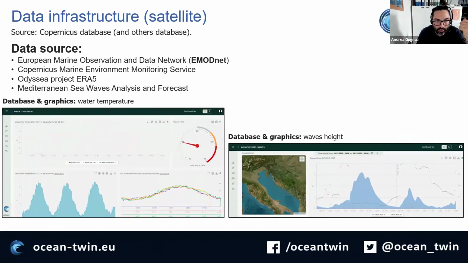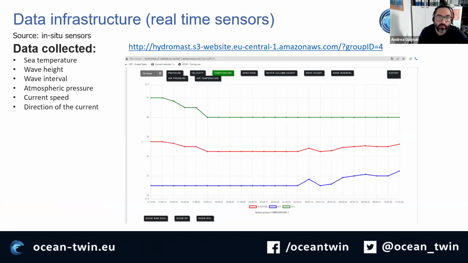Regarding the in situ data, Taltech also created a dashboard where we can detect data like sea temperature, wave height, wave interval, atmospheric pressure, current speed, and direction of the current. These are in situ sensor data, so real-time data. So we can combine the real-time data with the satellite data in order to check if the data are more or less the same.